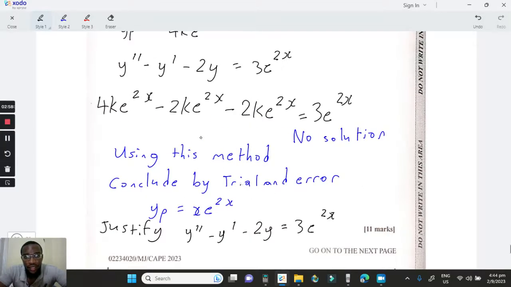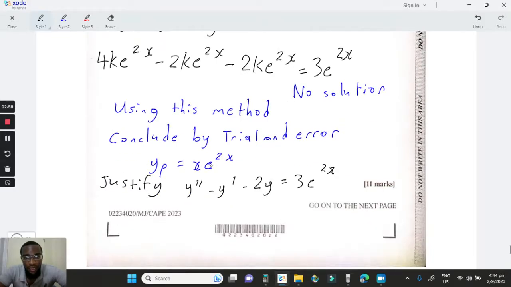So all we need to do now is differentiate this twice. So yp is x e to the 2x. So yp prime would be, differentiate that, that is, keep the first times the derivative of the second. So 2e to the 2x plus keep the second times the derivative of the first, which is 1.